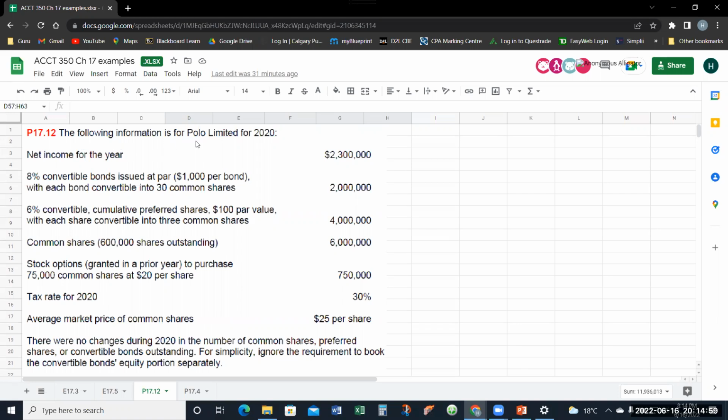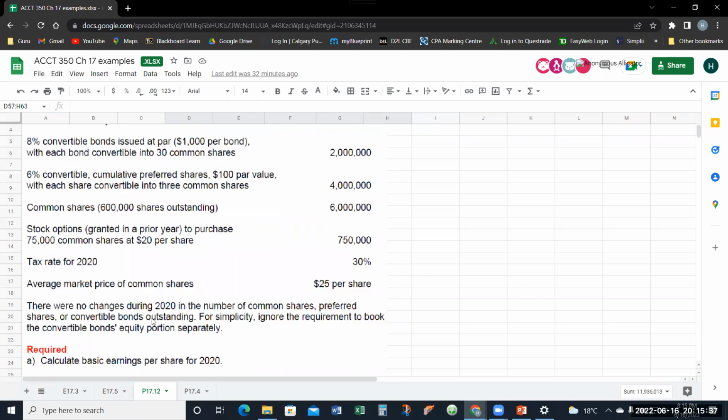information for Polo Limited for 2020: net income for the year $2.3 million. It's got $2 million of 8% convertible bonds, $4 million of 6% convertible preferred shares, $6 million of common shares, $750,000 worth of stock options. So that's the contributed surplus for stock options. Tax rate for the year is 30%. The average market price per common share is $25. Now, I didn't read any of the details provided. I just need to skim through what the information is, and then we'll come back to take a look at what the details are in a bit.